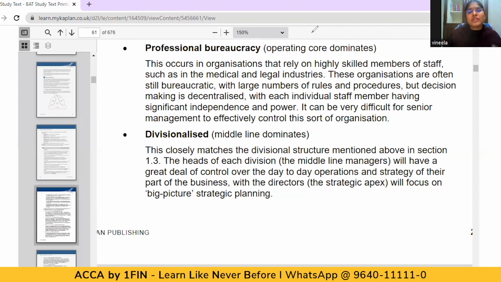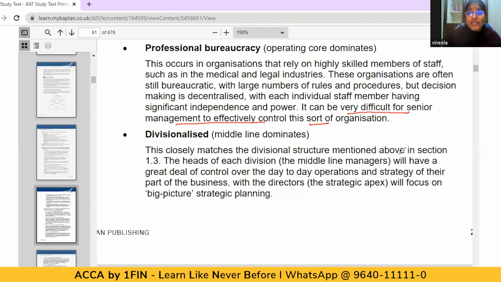Each and every person will have their own independence and their own power to take decisions regarding the work they are carrying on. So that's why we are calling it that the professional bureaucracy is following a decentralized approach, whereas if it is a strategic apex or technocore people dominating, you can call it a centralized approach. It can be very difficult for senior management to effectively control this sort of organization.